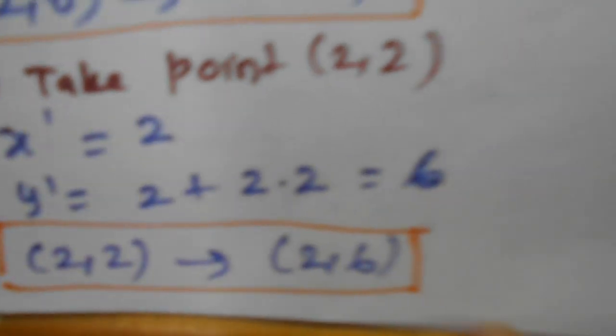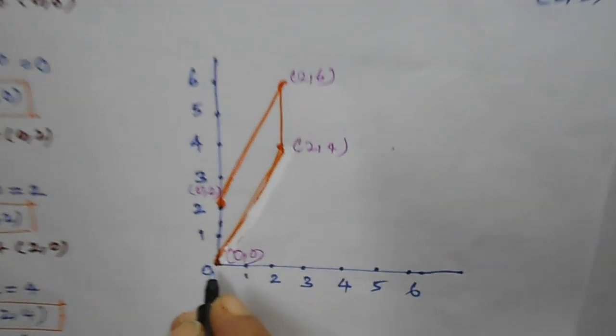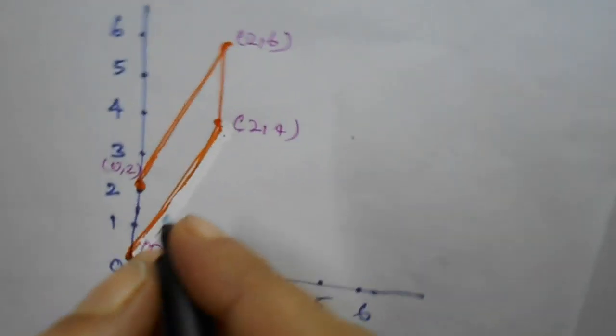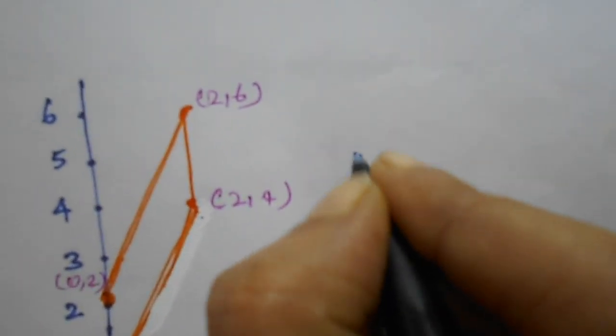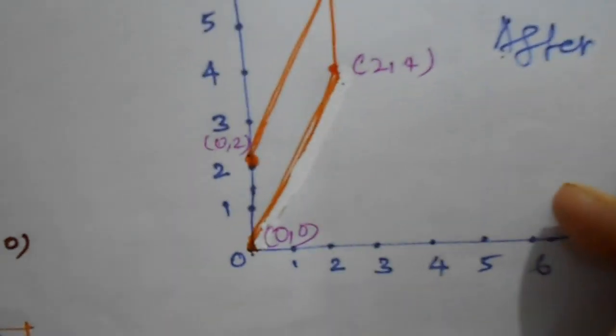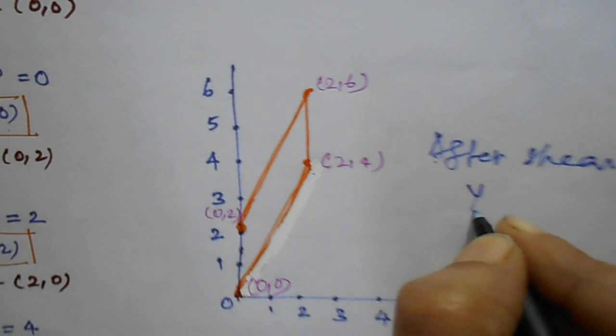Let's plot these points in the given picture: 0 comma 0, 0 comma 2, 2 comma 4, 2 comma 6. Now we have obtained the skewed or distorted image after shearing based on the y axis.